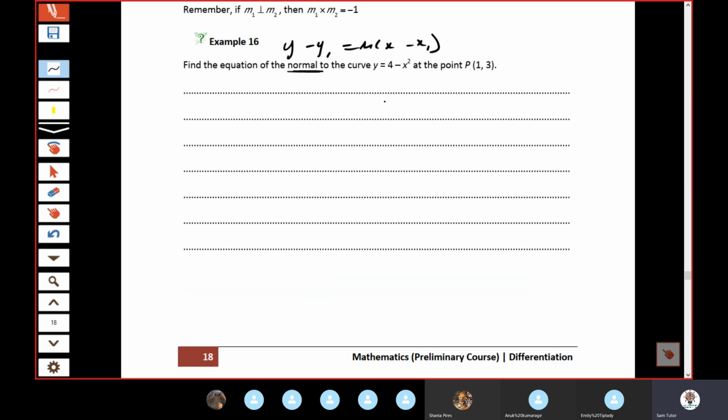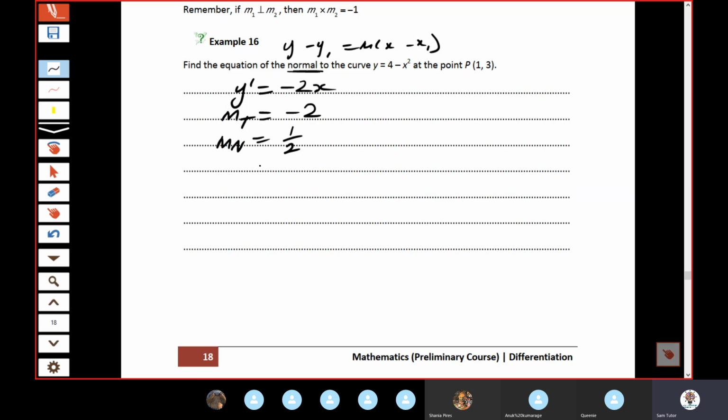All right, Queenie, let's do this. Y dash equals? Y dash equals negative 2x. Beautiful. So gradient of your tangent equals? Negative 2. Yep. Gradient of your normal equals? 1 on 2. Yes, perfect. Negative reciprocal of negative 2 is 1 on 2.